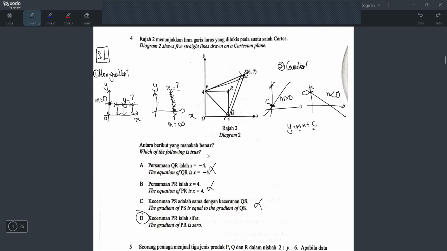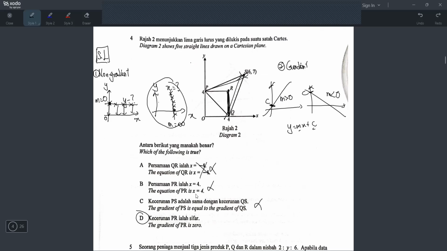The equation of QR is x equals 4. If you look carefully, QR is x equals 4, because this line is a non-gradient line. It's a non-gradient line, and it belongs to this case because it's vertical, right? But why is it x equals 4? It's because dia potong x-axis dekat 4. Dia potong x-axis dekat 4, that's why it's x equals 4. So this is wrong because they write negative 4.